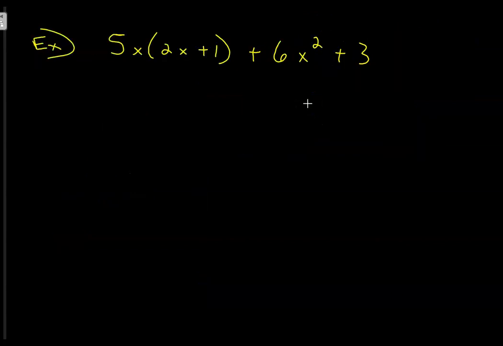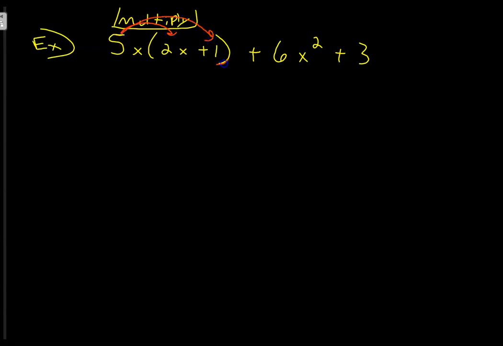Alright, so I got a new example, and this example needs directions. Directions should be multiply. So we're going to multiply all this together. So in the first set of parentheses, I have 5x times 2x plus 1. So of course this is distributing, right? So you're going to distribute, change the color to red. Distribute 5x times the first term and 5x times the next term.